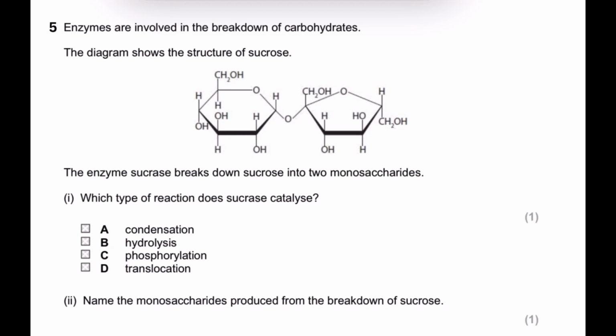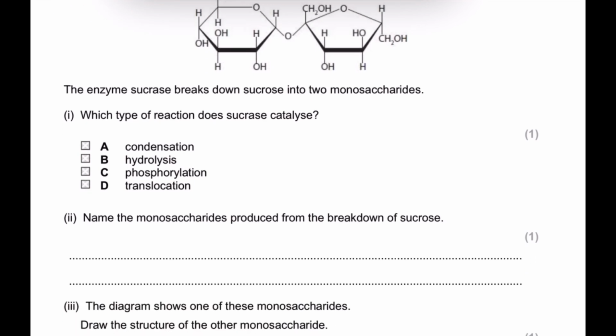5. Enzymes are involved in the breakdown of carbohydrates. The diagram shows the structure of sucrose. The enzyme sucrase breaks down the sucrose into 2 monosaccharides. Which type of reaction does the sucrase catalyze? So they say that it breaks down, and breaking down is a hydrolysis reaction.